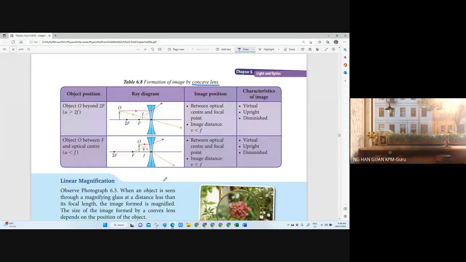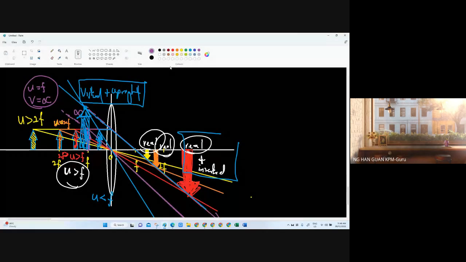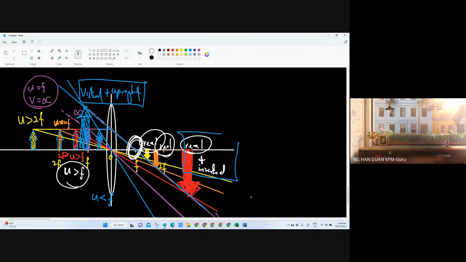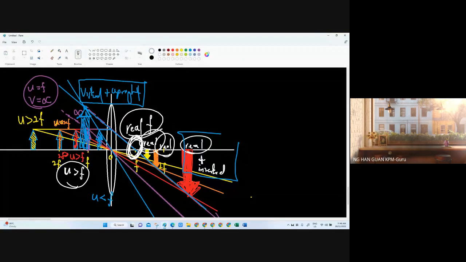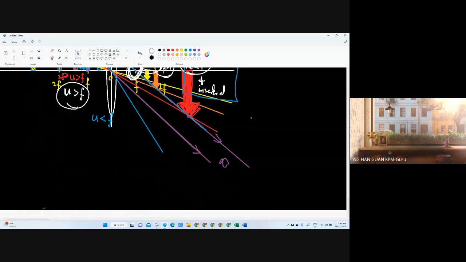So the concave lens is slightly different. Okay, because for the concave lens, we are not using this F. For the convex lens, we use the F here, the F after the lens, because the convex lens has a real F. Remember, the convex lens has a real F. The concave lens has a virtual F. So it's a different story. For the concave lens, we have the same principal axis, and one vertical axis presents the position of the lens.